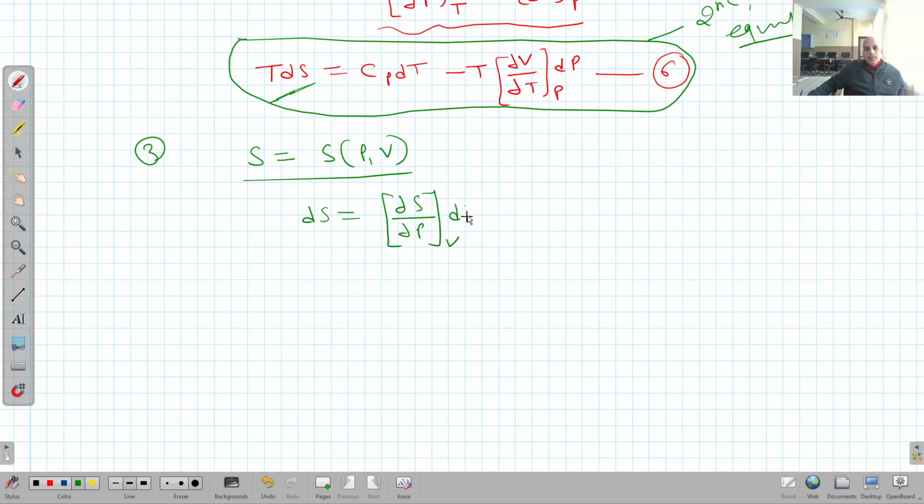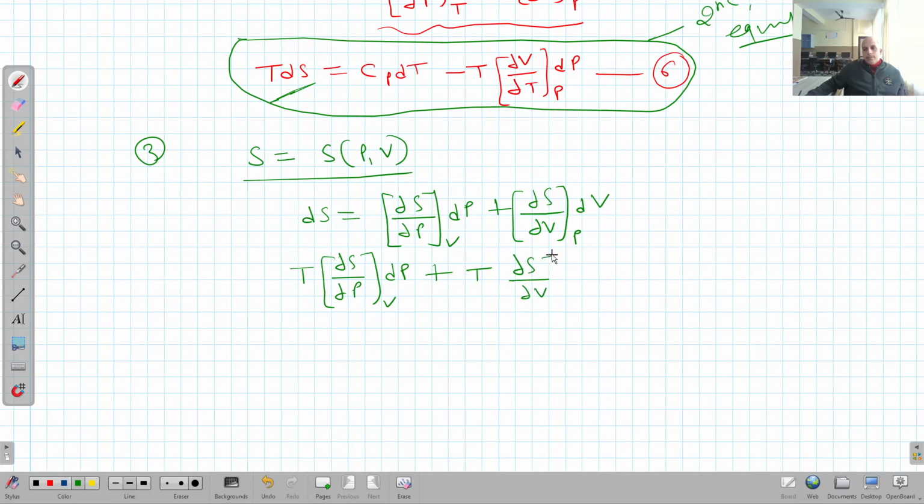So again, taking the total derivative, dS is equal to curly S upon curly P at constant volume dP plus curly S upon curly V at constant pressure dV. Clear? Then multiplying by T on both the sides, it becomes T curly S upon curly P at constant V dP plus T curly S upon curly V at constant P dV. Clear? This is equation number 7.